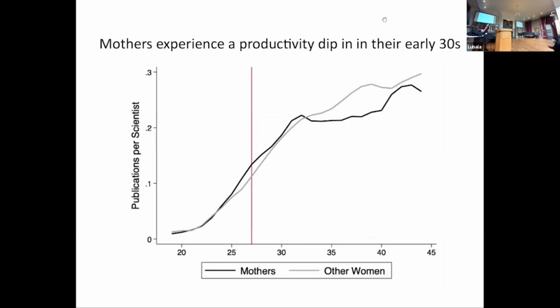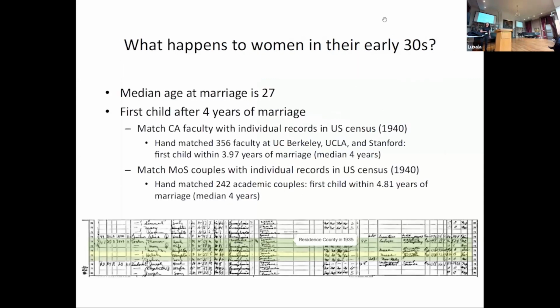One of the really striking patterns that we see in the data is that mothers experience a productivity dip in their early 30s. The red line here is the median age at marriage for the scientists in our data. And what you see is that after 4 years, there's a decline in publications only for mothers. What happens to mothers in their early 30s? The median age of marriage we can look at from the data, because it tells us they got married in this year. The original data tells us this.